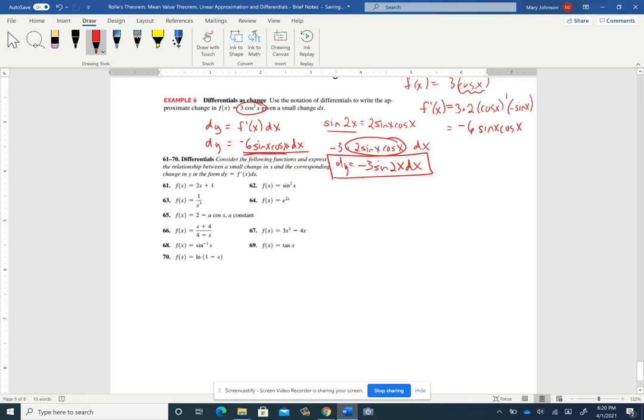All right, so these almost seem kind of pointless because there's not really a lot of work you do. So let's look at 63. Okay, f of x is 1 over x to the third. I'm trying to use this formula and express a relationship between a small change in x and the corresponding change in y in that form. So d sub y equals f prime x dx.